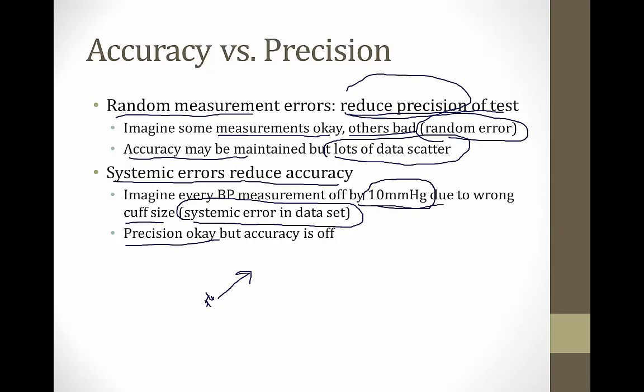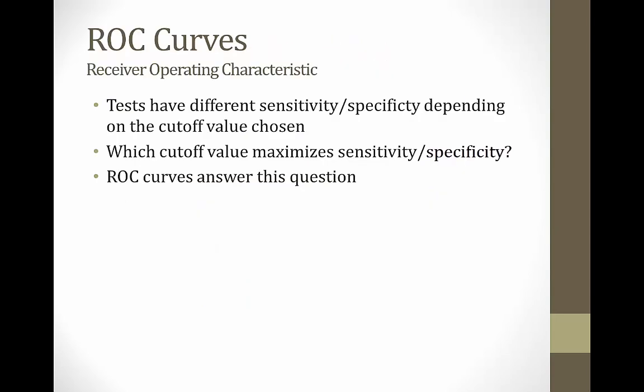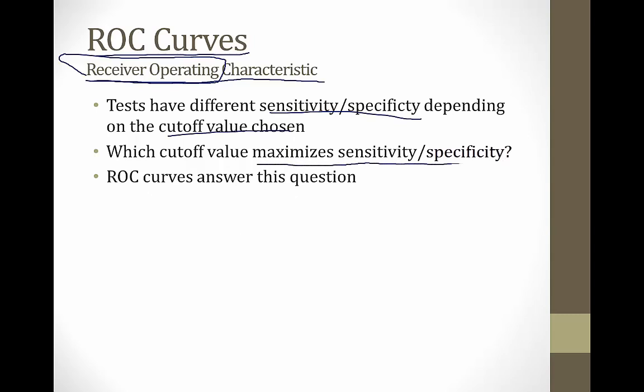The next concept we're going to discuss are called ROC curves, and ROC stands for Receiver Operating Characteristics. This is actually a concept that comes from World War II, and during World War II, if you were a radar operator, you were a receiver operator, and that's where it got its name. So the point of ROC curves is that different tests have different sensitivity and specificity depending on the cutoff value for the test, and we've discussed this in other modules.